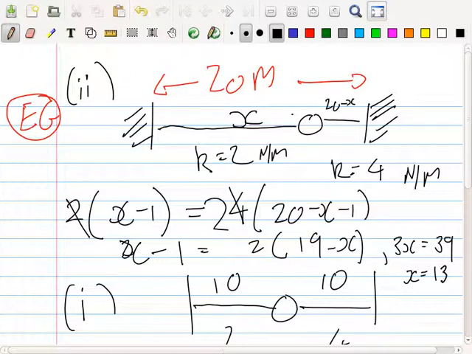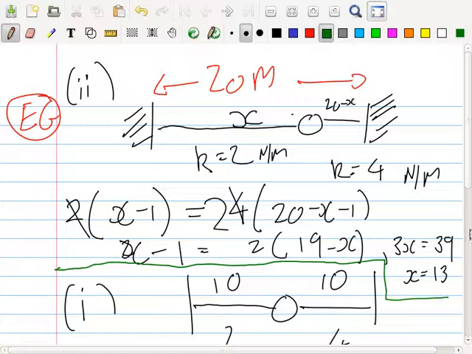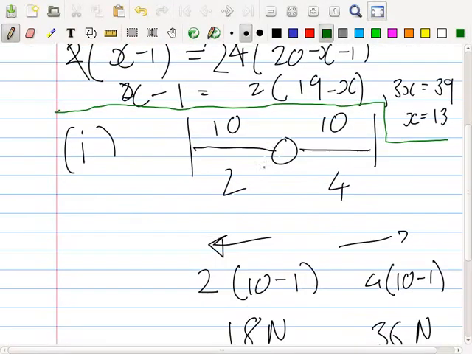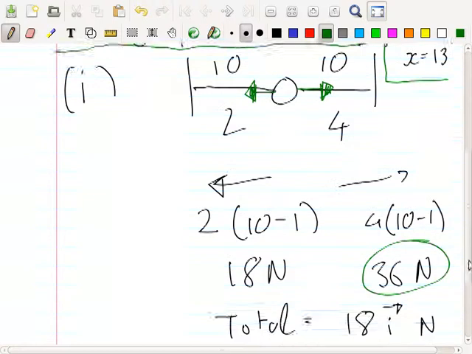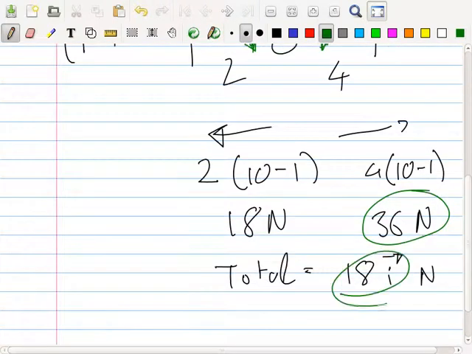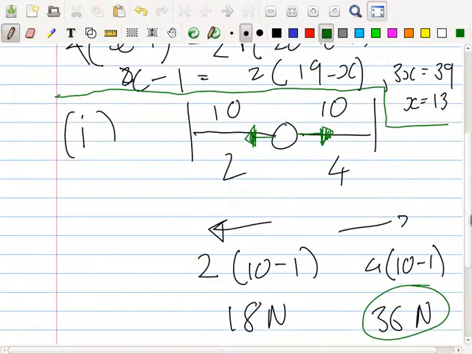What happens if they're not in balance? Which force is greater, to the right or to the left? Which is bigger? To the right. So what's the total to the right? 18. So what do you think will happen? This will start moving to the right.